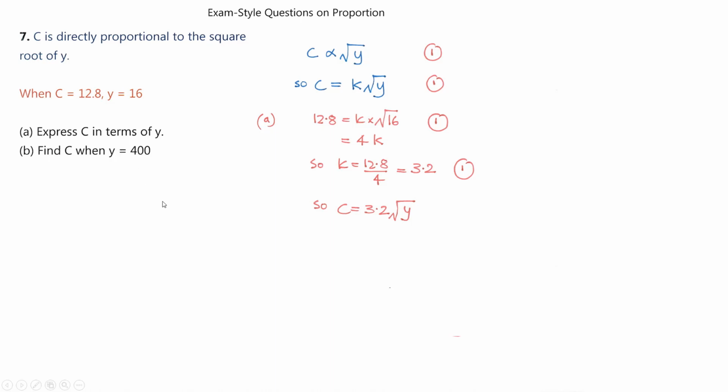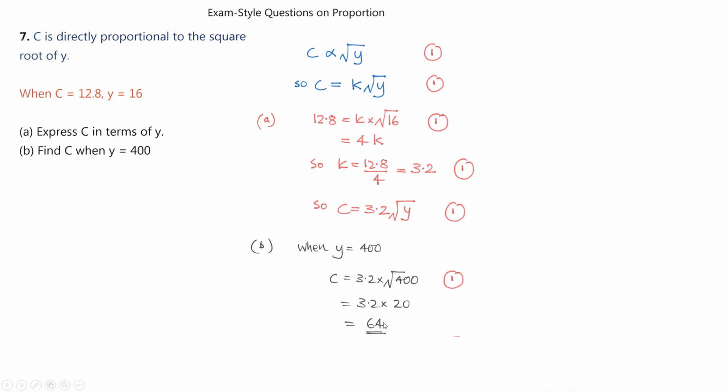Okay, y is 400, so when y is 400, C will be 3.2 times the square root of 400, a nice square number. Square root of 400 is 20, so it's 3.2 times 20, which is 64.